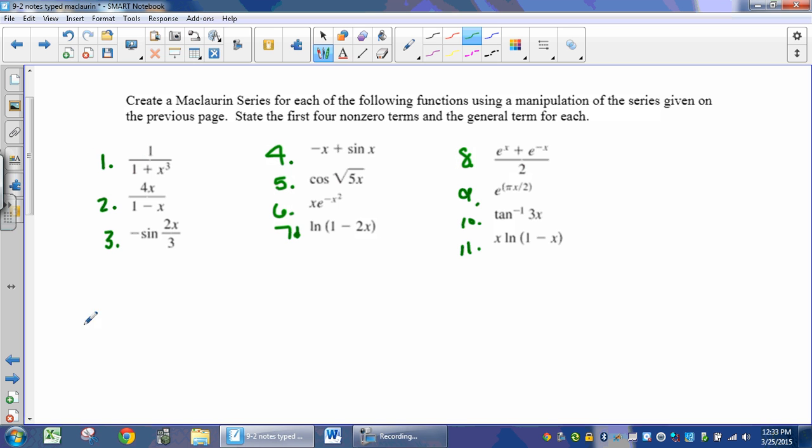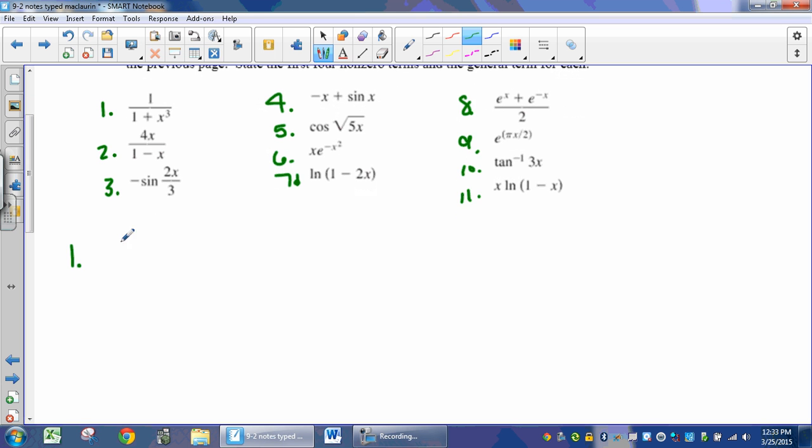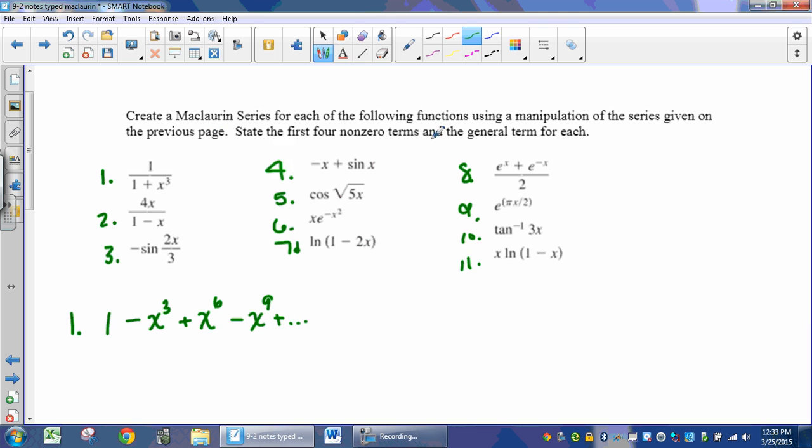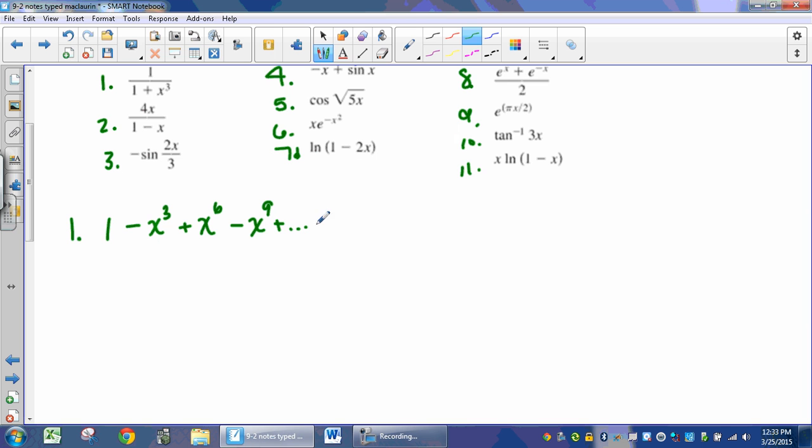So 1 over 1 plus x cubed. So for number 1, 1 over 1 plus x cubed is really just a over 1 minus r, right? So a is 1. R is negative x cubed. So I multiply by negative x cubed, and so on and so forth. And it says, write a Maclaurin series using a manipulation. State the first 4 non-zero terms in the general term. Well, my general term for geometric is going to be a times r to the n minus 1.